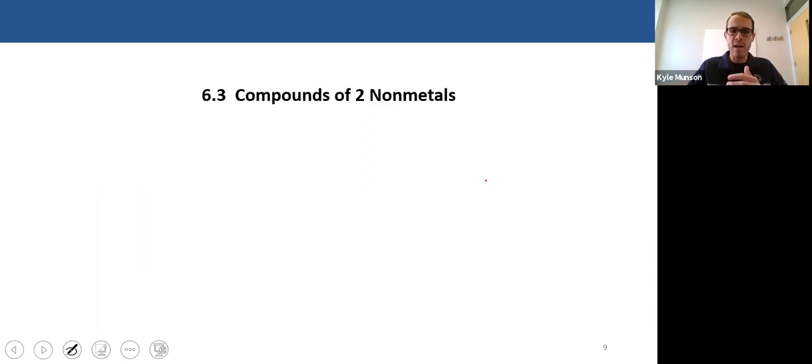And then we're going to move on now to talk about naming compounds of two nonmetals, or two types of nonmetals bonded together. So see you in section 6.3.